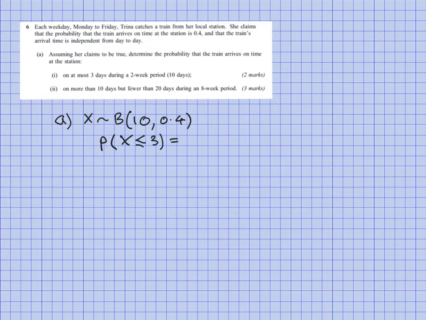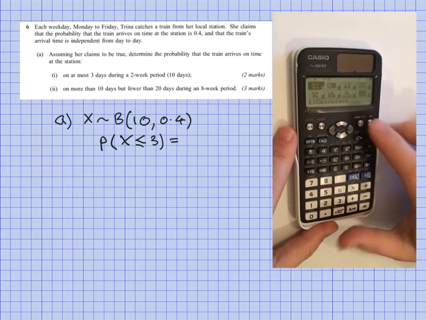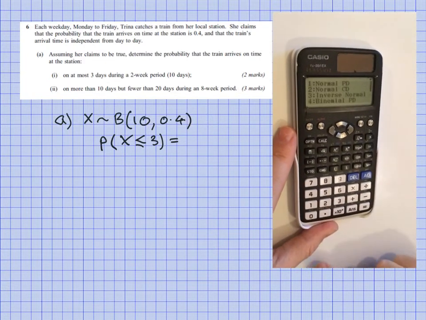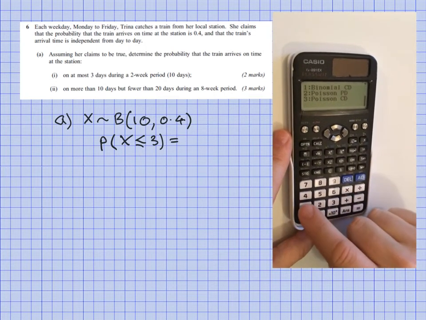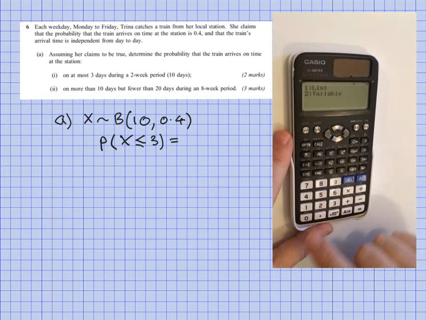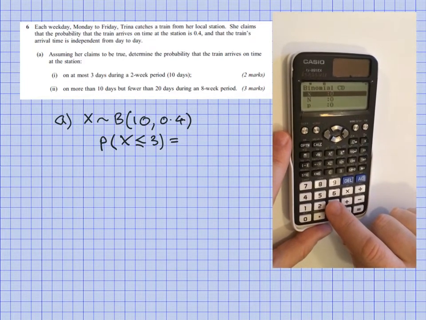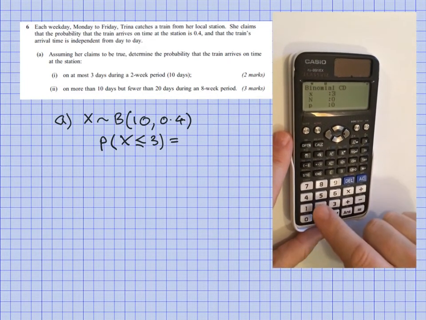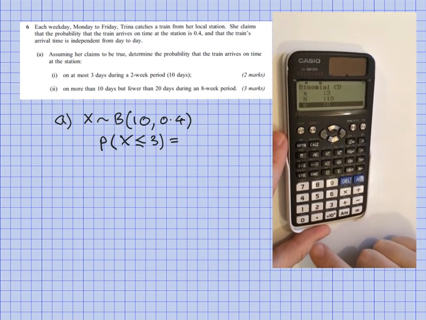Now we need to get the calculator up and use it to do this. Again, we need to set the calculator into the correct mode, and we choose number 7. This is a binomial CD because we want it to be less than or equal to. It's a cumulative one. We know the value, it's 3, so we choose variable from the options there. So x is 3, the number of trials is 10, and our probability is fixed at 0.4.